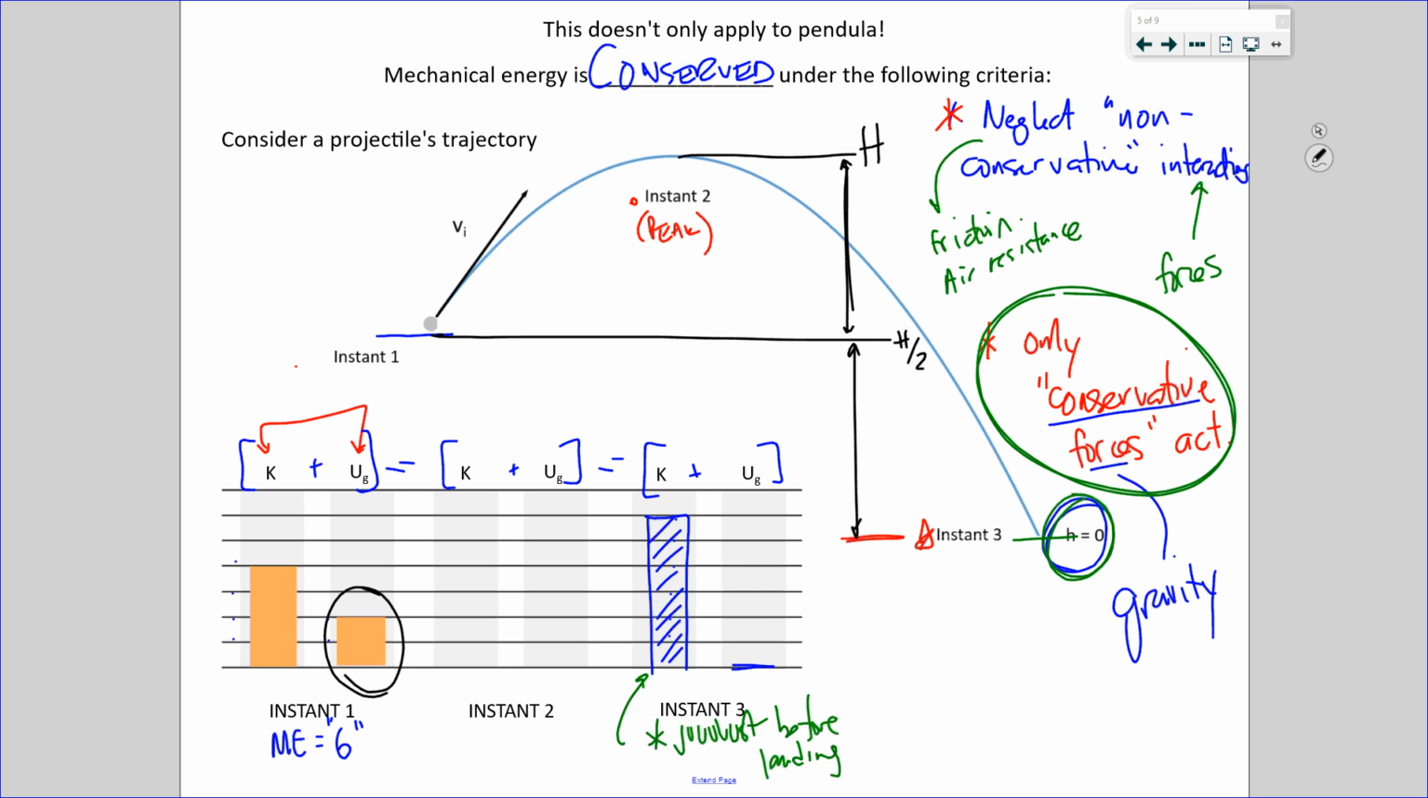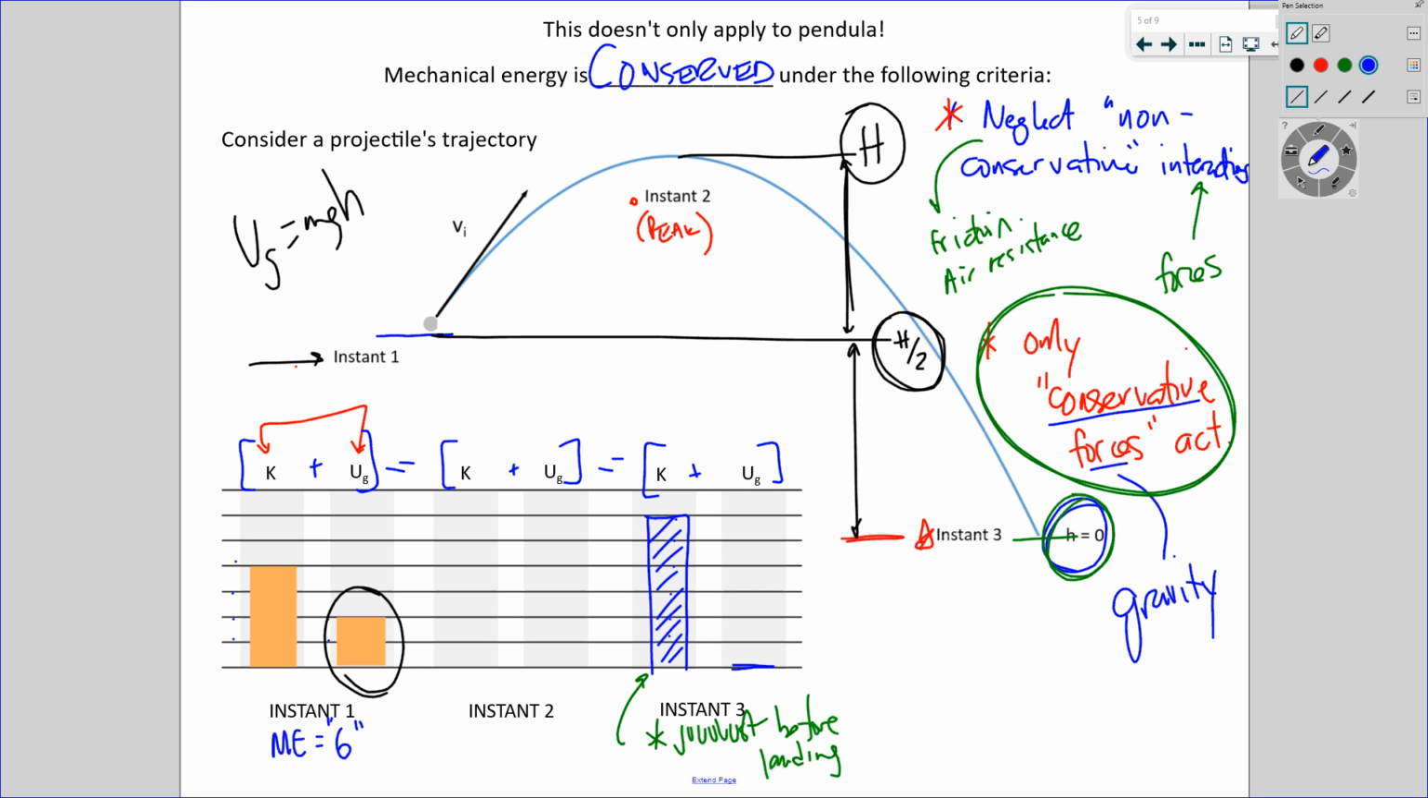were 2 units of gravitational potential energy at instant 1 at height h over 2, when the object goes twice as high up, because UG is mgh, we must have twice as much gravitational potential energy associated with this system. So we go from 2 bars up to 4. And that says if mechanical energy still has to be 6, well, K must be 2.